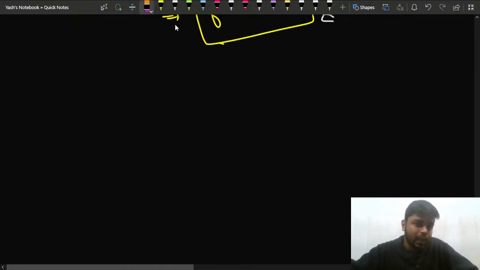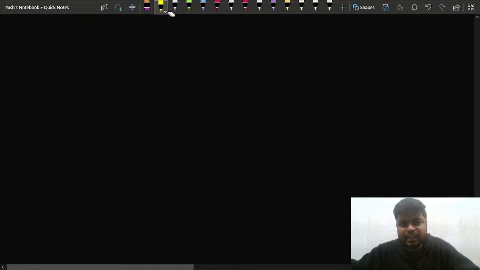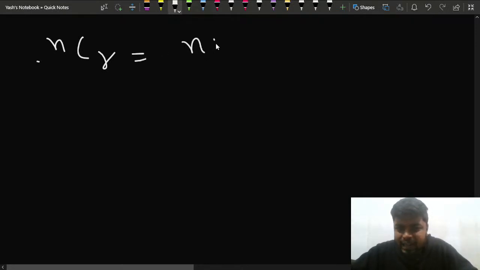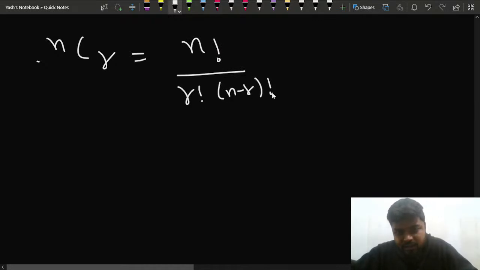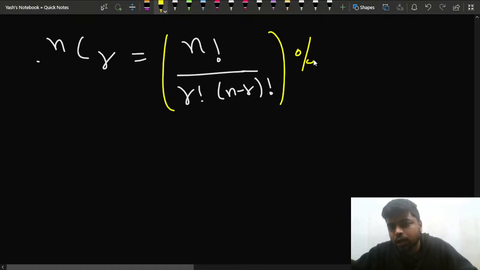Now let's come back to this particular question of ours. In this question, what they are asking you is nCr, right? So what is nCr? nCr is nothing but n factorial upon r factorial. Correct me if I'm wrong. Okay. Now they are saying that you completely take a mod of this value.